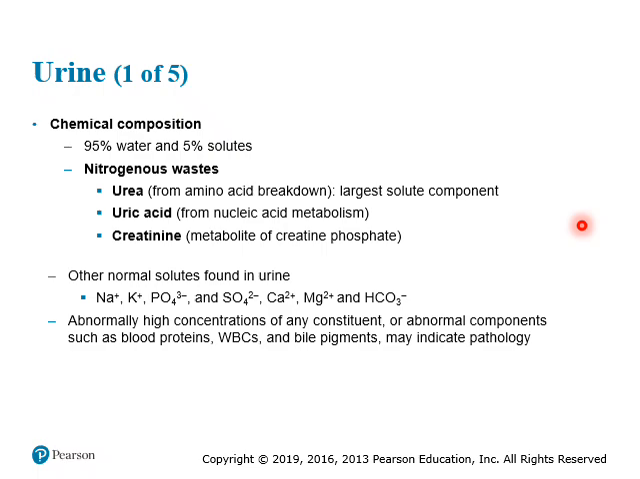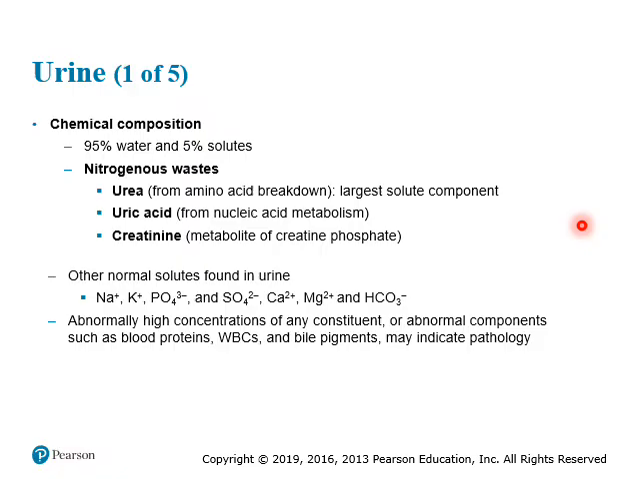So, the chemical composition of urine. Let's take a look at this. It is 95% water and 5% solutes. The nitrogenous waste in urine is urea from amino acid breakdown, which is the largest among the solute components. You have uric acid from nucleic acid metabolism. You have creatinine, which is a metabolite of creatine phosphate.